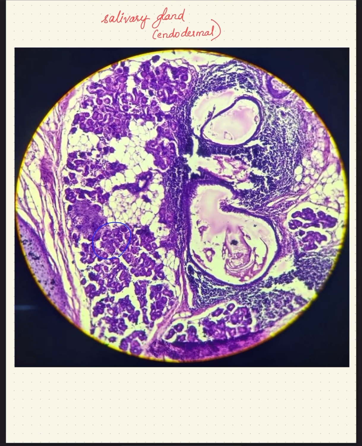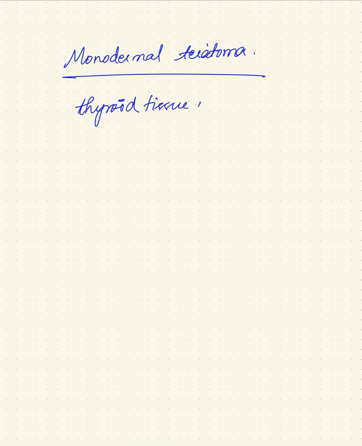I would like to tell you about a monodermal teratoma. All these teratomas contain two or more germ layers, but what if it contains only one germ layer? It is called a monodermal teratoma. Most of the time, predominantly, it is thyroid tissue in the ovary. The typical name is struma ovarii. I would like to mention this when it comes to the presence of one germ layer.